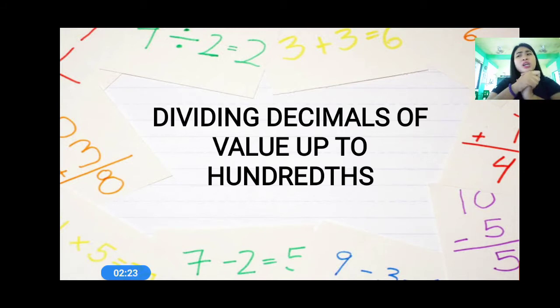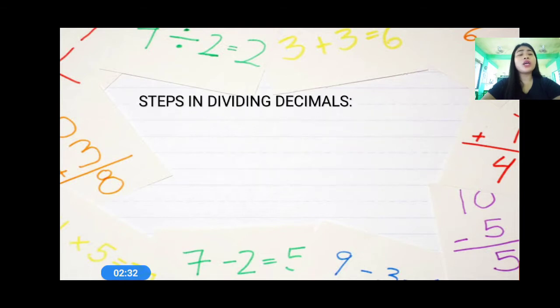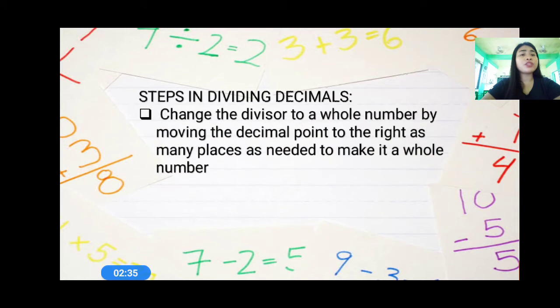Okay, so teacher, how can we divide decimals? Okay, so I'm going to give you the steps on how to divide decimals. Here are the steps in dividing decimals. The first step is that you're going to change the divisor to a whole number by moving the decimal point to the right as many places as needed to make it a whole number. That is the first step. Remember, to the right, as many places as needed to make it a whole number.